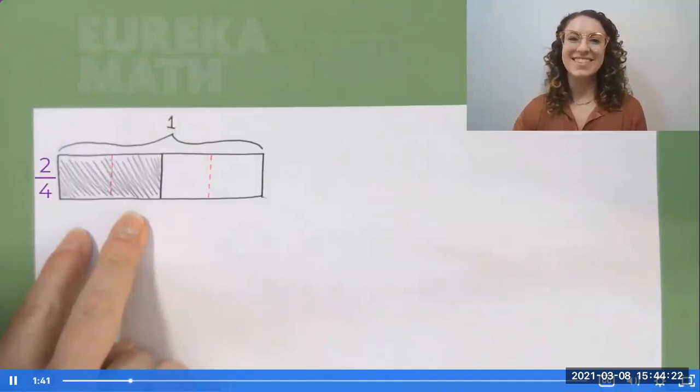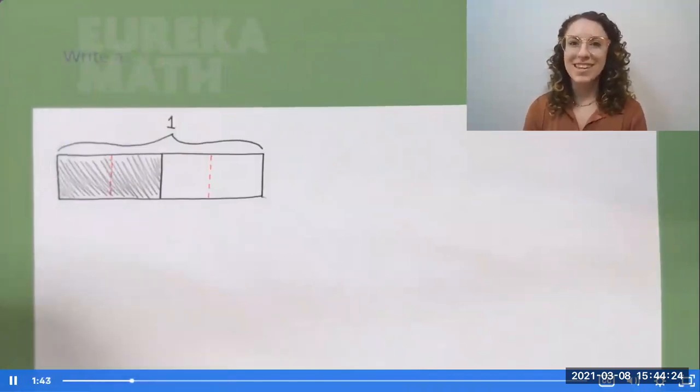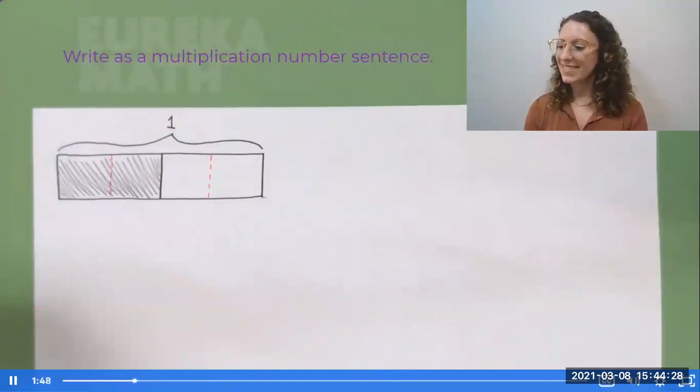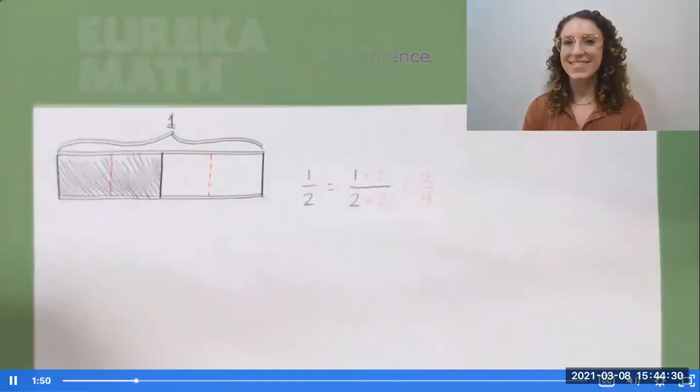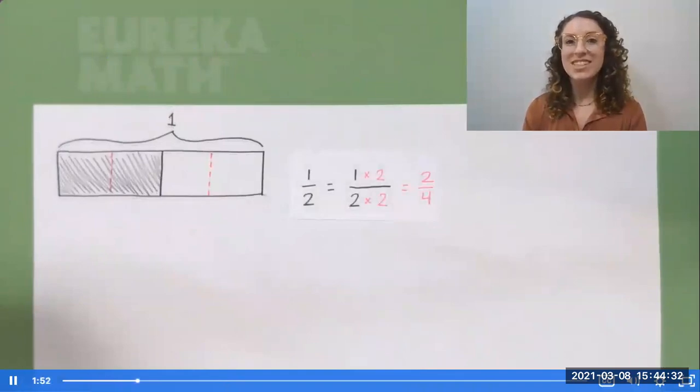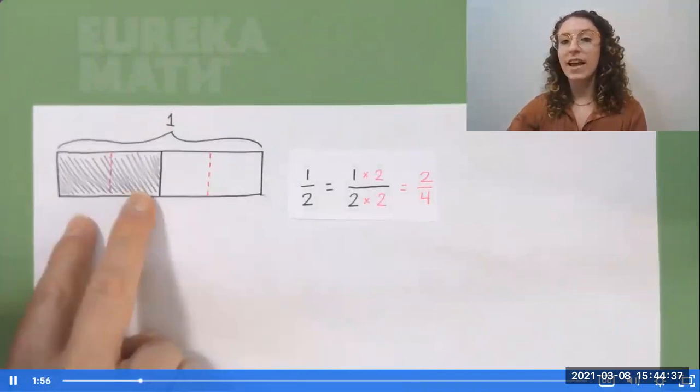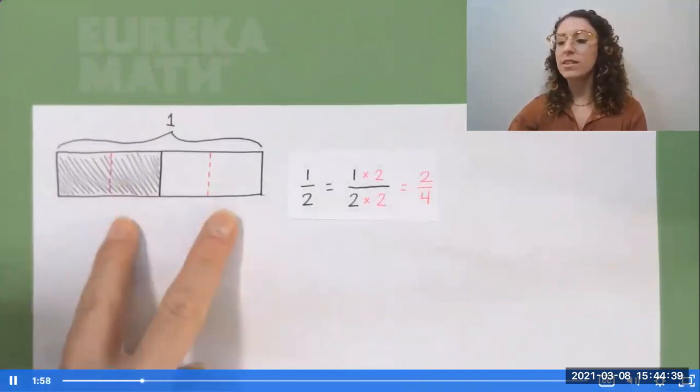Two fourths. Write what we just did as a multiplication number sentence. This number sentence shows what we just did. We doubled the number of units that are shaded, as well as the number of units in the whole.